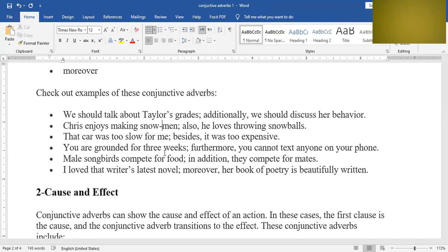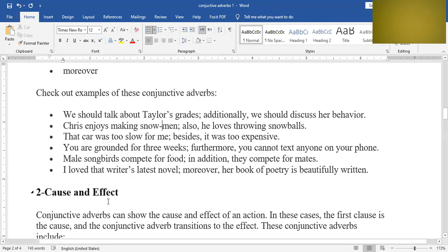Okay. Male songbirds compete for food. In addition, they compete for mates. Okay. I love that writer's latest novel. Moreover, her book of poetry is beautifully written. So every time we add an additional idea, which is independent from the idea before, but we join them together with the conjunctive adverbs, composing one complete sentence, one coordinating sentence.